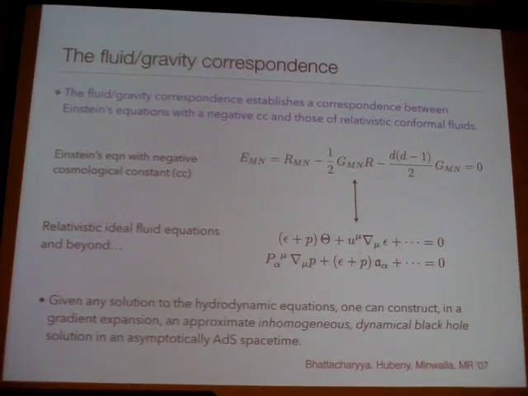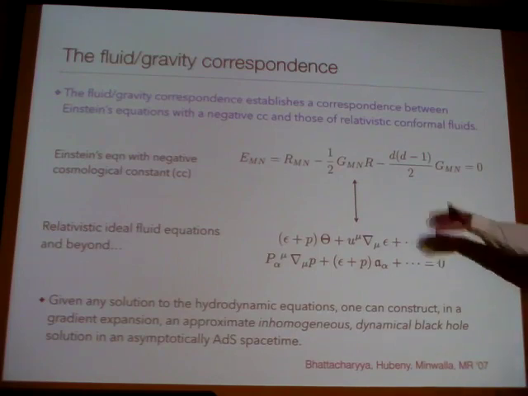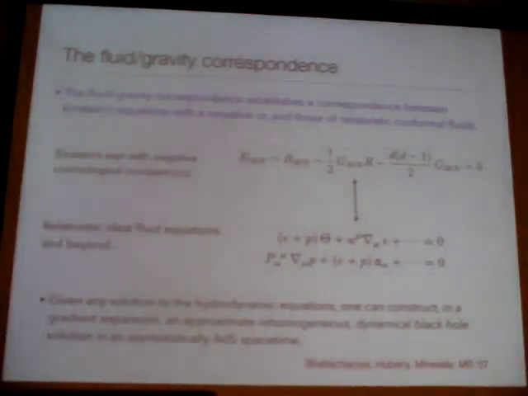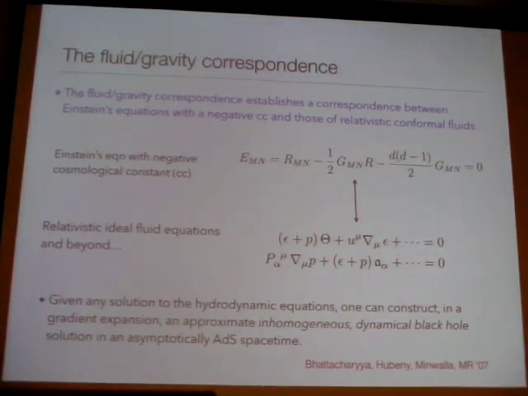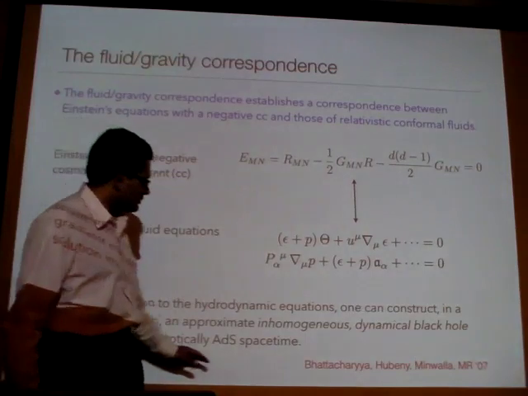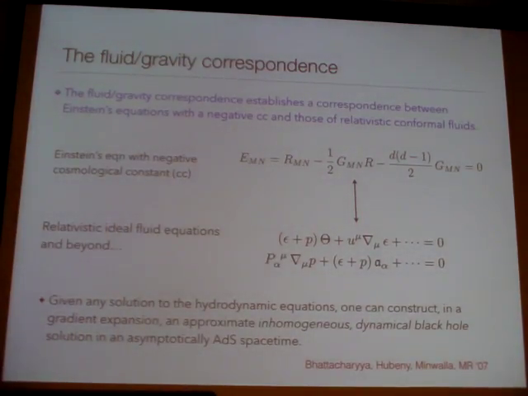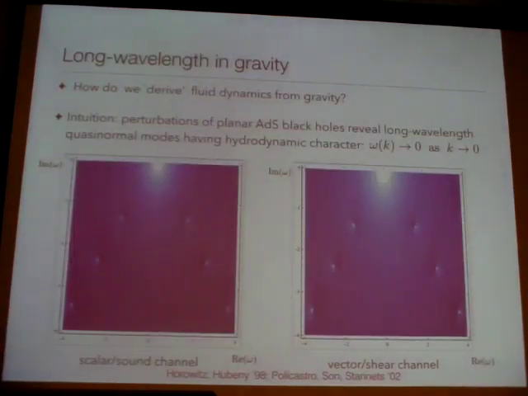Okay? And if you solve these equations and plug them in here, what you find on the gravity side is you find these black holes that are not sitting there for all time. They're slowly moving around. They're slowly expanding. They're accreting gravitational waves, et cetera. So that's what I call inhomogeneous, because they're not homogeneous in space. They're dynamical because they're moving in time. These are black hole solutions in this universe. And how do we know this?